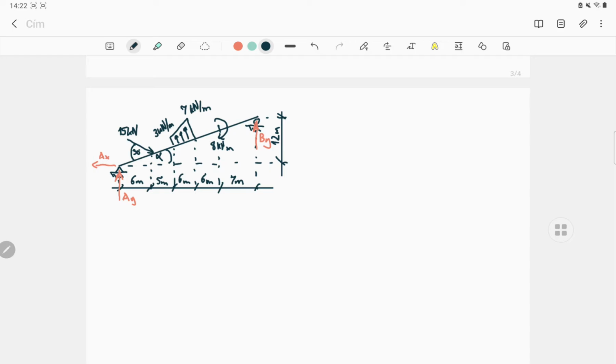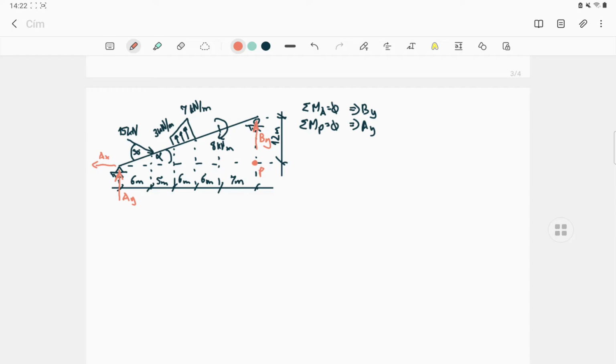Okay, the solution in this case, because we have a slope: first we will write the moment to the A point as we did before, and with this we will find the BY. After, we will write a moment to a special point to find the AY, and this special point will be this point here, where the BY and the AX are crossing each other.